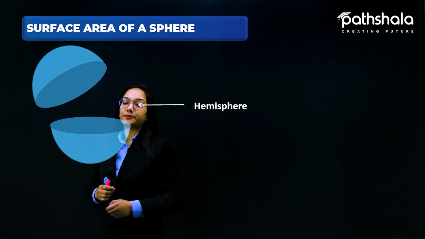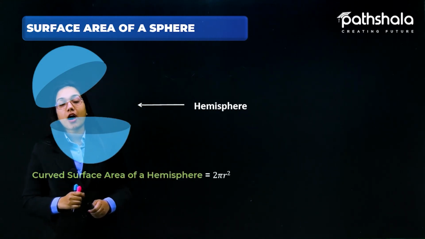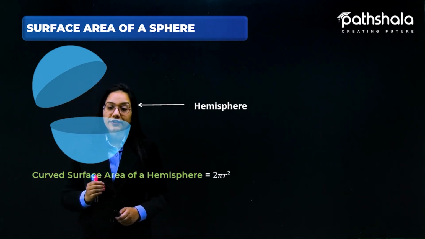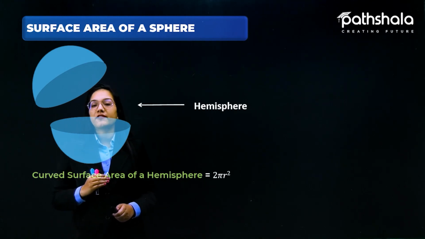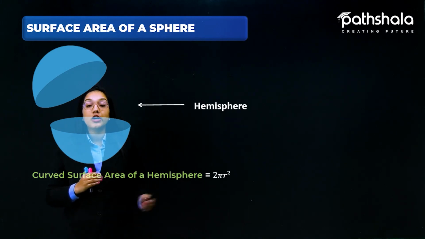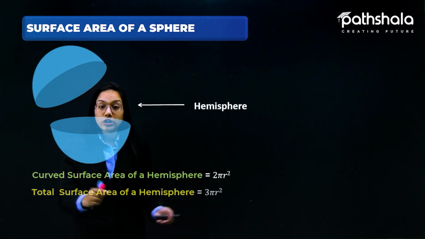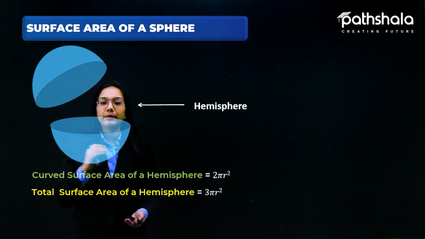So what is the curved surface area of the hemisphere? It is half of the surface area of the sphere. We know that the surface area of the sphere is 4 pi r square, so the curved surface area of the hemisphere would be half of that, which is 2 pi r square. But the total surface area of the hemisphere is equal to 3 pi r square.